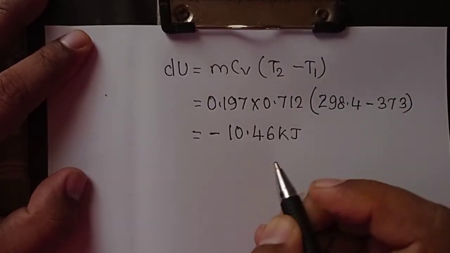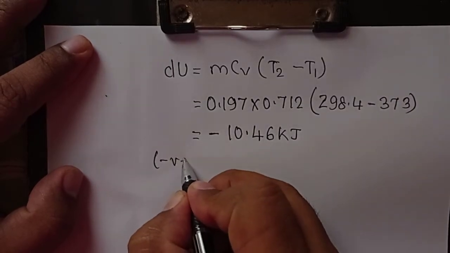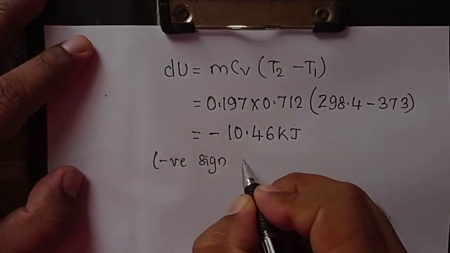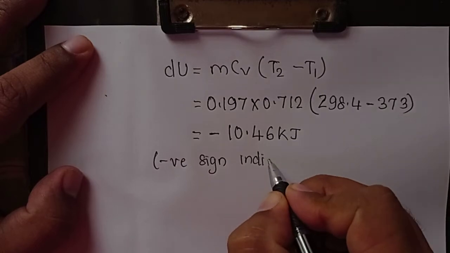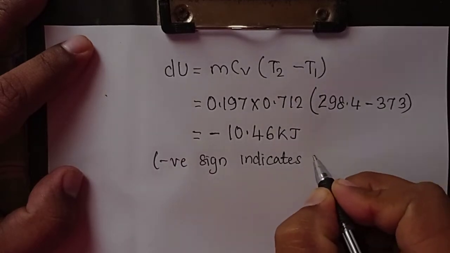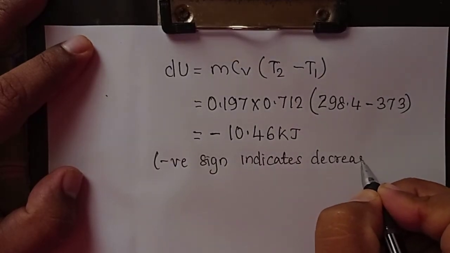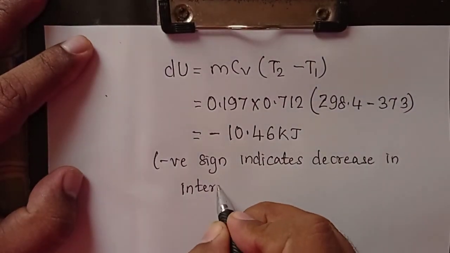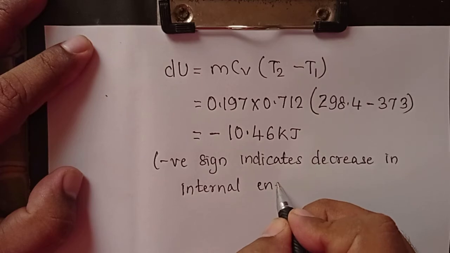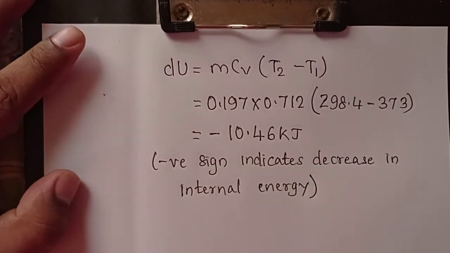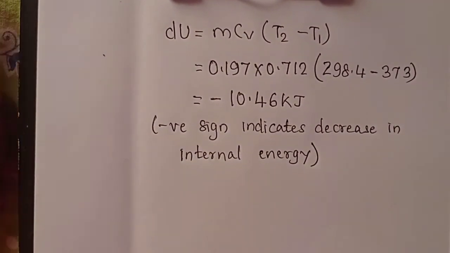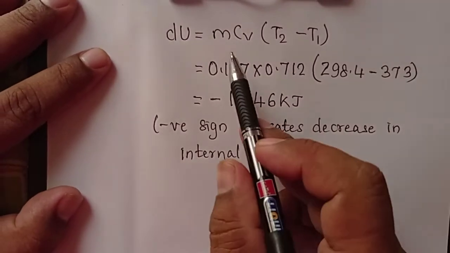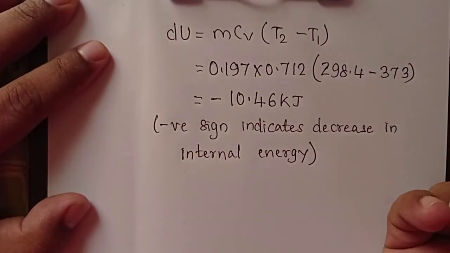So what does this mean? The negative sign indicates a decrease in internal energy. So the internal energy of the system, or the internal energy of the gas, decreases. Or directly you can write M CV (T1 minus T2) also.